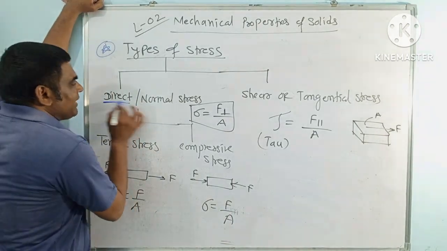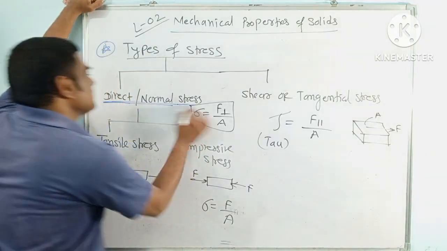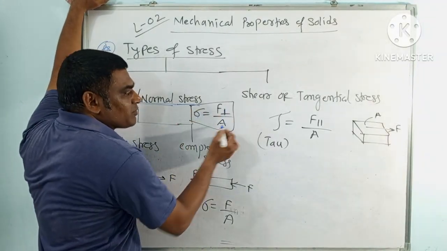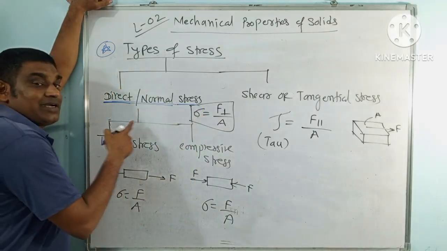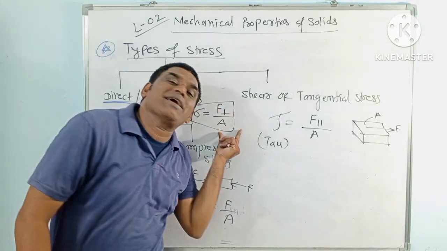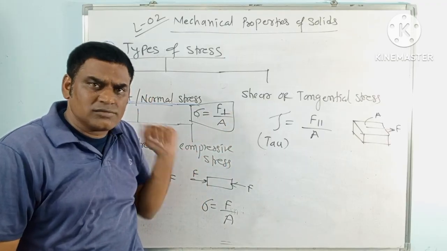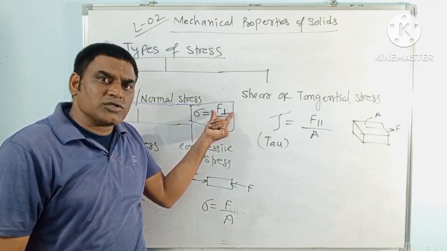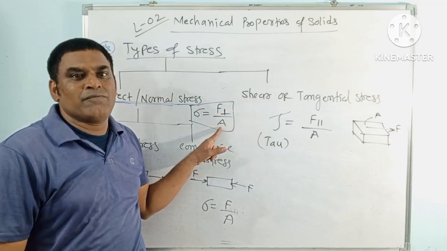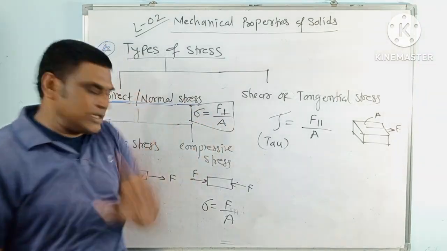First one, direct or normal stress. Okay, what is this normal stress? Sigma, stress, force by area. Here, direct force by area. What is direct force? Perpendicular force. Just now we have learned. So a force perpendicular to the area. So this force is perpendicular to this area only. Then this is called direct or normal stress.